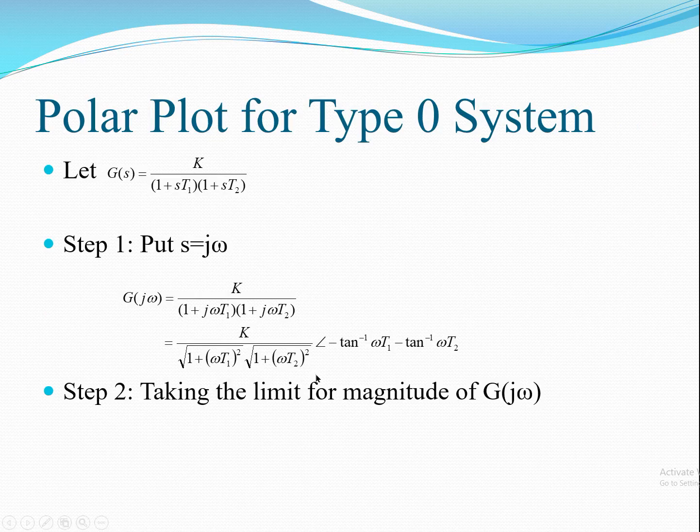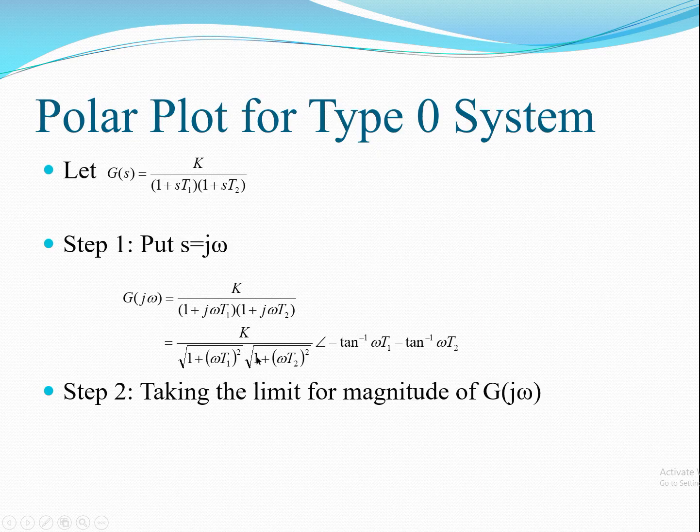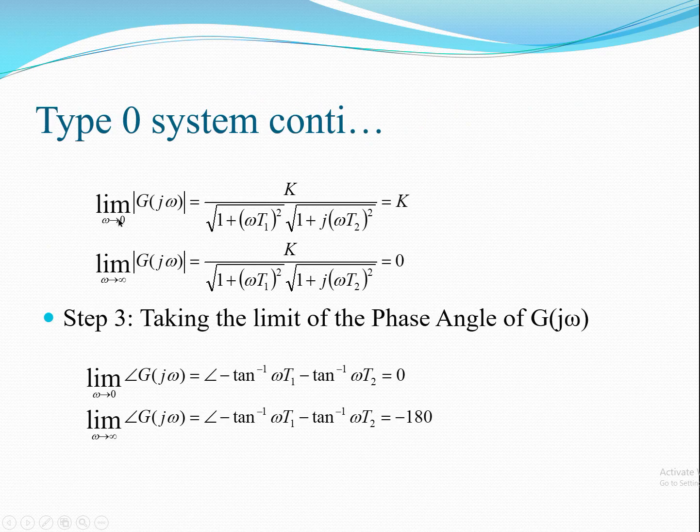Okay, for step number 3 we will be taking the limit of magnitude of G of j omega. So we will be putting this equation over here. Limit omega tends to 0, magnitude of G of j omega is equal to K upon under root 1 plus omega T1 square, under root 1 plus omega T2 square. We already have got this. Now I'll put omega tends to 0. If I put it over here, it will be 1 plus 0, 1 plus 0. So the answer will be K.